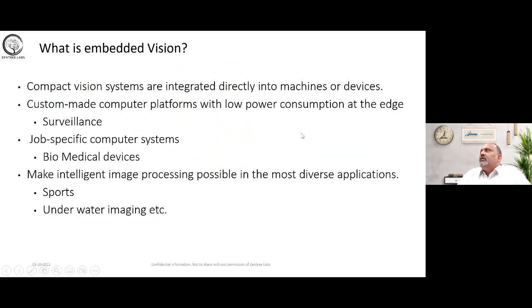So what is embedded vision? It is generally defined as a compact vision system where you may be targeting very specific applications like surveillance, biomedical, sports, or underwater imaging, where the camera system and the processing are sitting together on the edge side.